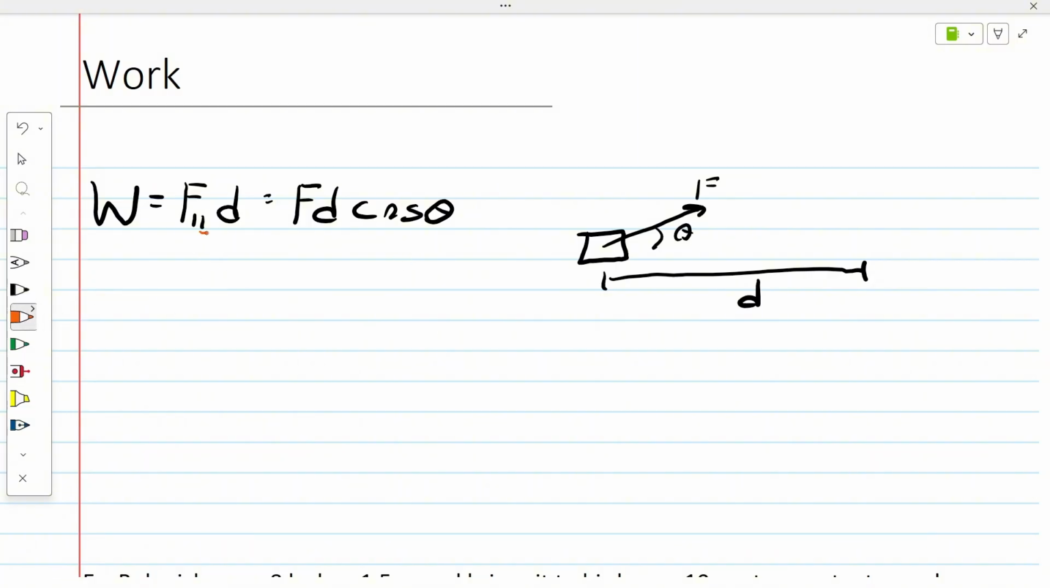So this parallel part of the force would be this. It's the parallel force to the distance, which, if we want to find this component of force, equals cosine of the angle that the force makes with the distance. So that's how we're getting this equation.